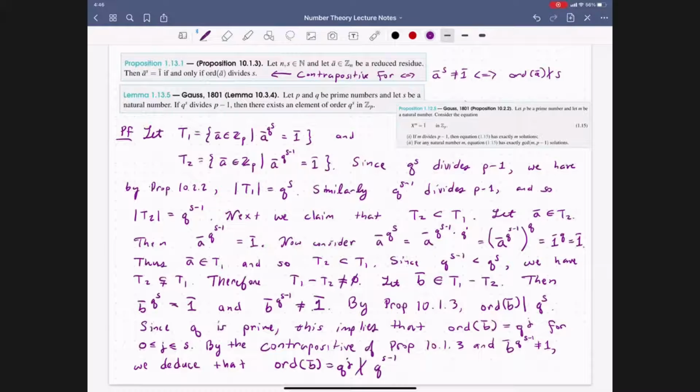So therefore, the exponent j, because it divides q to the s, has to be exactly s, which concludes the proof. And so that finishes it off, because now j must be equal to s, but then we have that the order of B bar is q to the s, which shows the existence of an element whose order is q to the s in the integers modulo p. And so we have our result here for this lemma of Gauss.